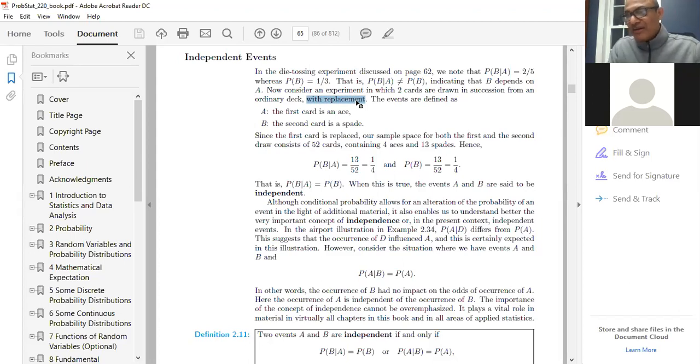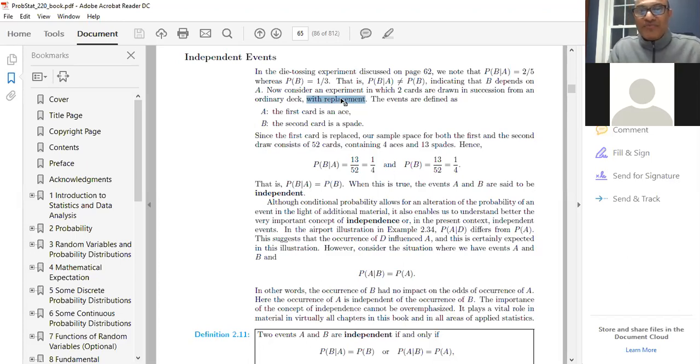That means for my second event, again I have a deck of 52 cards. It was not like I have just one card less; now I have 52 cards again for the second event. That's what we mean by with replacement. Whenever it is replacement, it is an independent event. Non-replacement means it is a dependent event. Just keep in mind this thing: replacement means always independent, non-replacement means dependent.